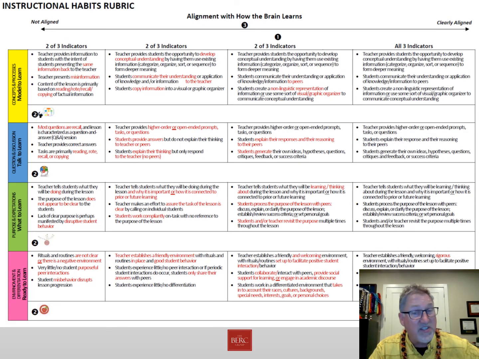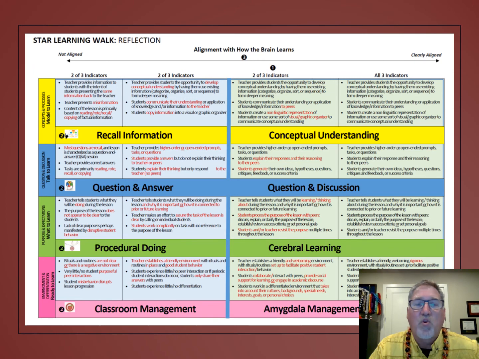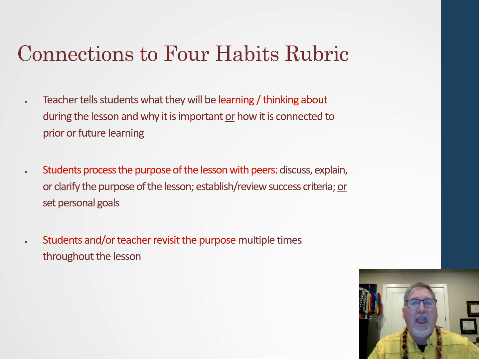All right, so that brings us then to our what to learn rubric. And if you look in the third column here, we're talking about cerebral learning, not just procedural doing. And I just want to read what that third column has. Now, remember, we're trying to establish the neuroscience research. You'll get more of that throughout the whole class, and then how it's connected to the 4 habits rubric. In this case, just listen, this teacher tells the student what they're going to be learning or thinking about during the lesson and why it's important, or how it's connected to prior or future learning.